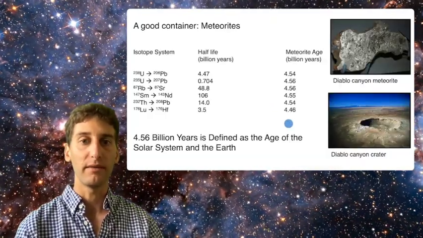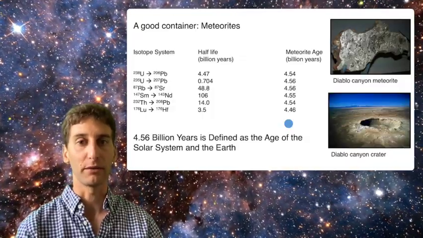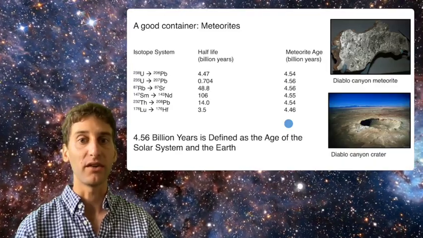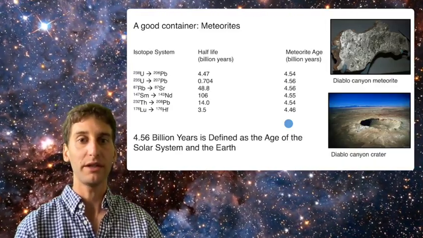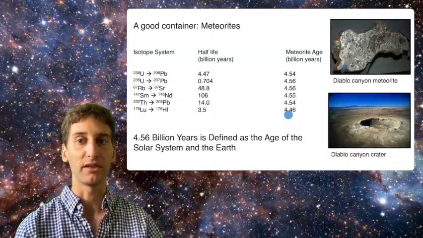So this is where the age of the Earth and the age of our solar system comes from. These meteorites were formed pretty early on during the planetesimal phase of our solar system, and so this is where Earth's material sort of came from. So this is where things start, at 4.56 billion years ago.